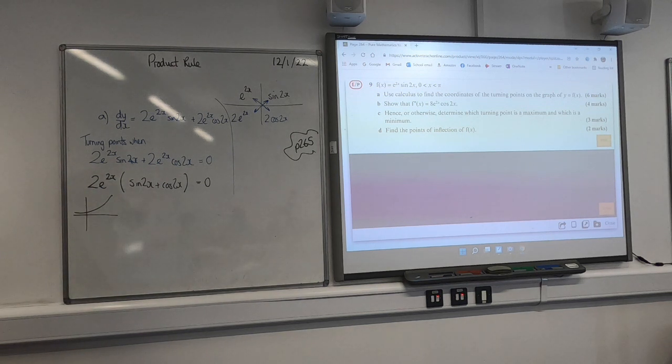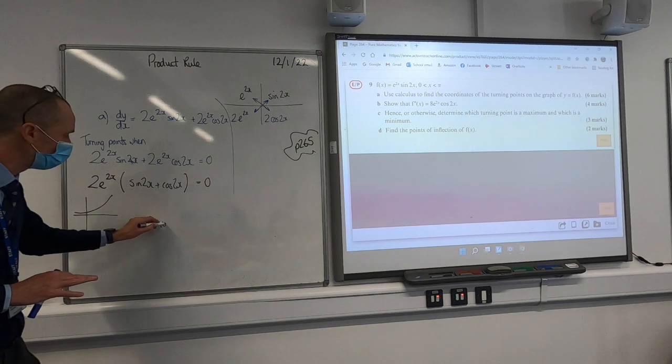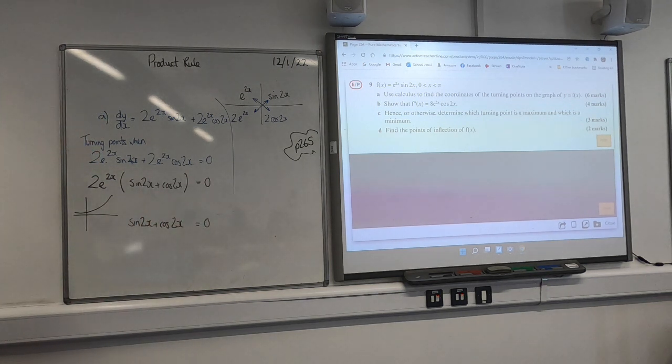Or you can just say, well, I'll divide by e to the 2x. I can do that because it never equals 0. So we end up with just the question. Our turning points will be when the bracket equals 0. And this is an expression involving sine and cos.